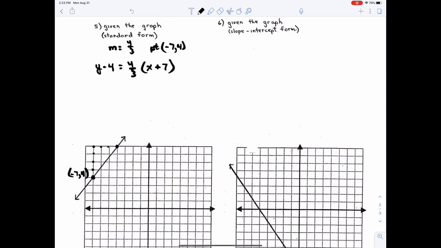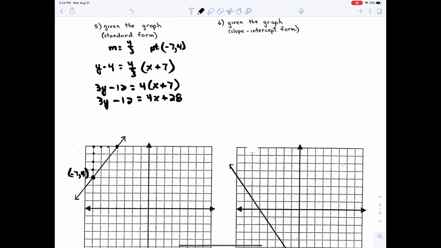Okay, now remember, what makes standard form standard form? X and y on the same side, and no fractions or decimals. Main thing is x and y on the same side, but no fractions and decimals. So let's just get rid of the fractions here. So let's multiply by 3. So we have 3y minus 12. And you could have really skipped this step right here and just gone straight to calling it 3y minus 12 and then 4x plus 28.